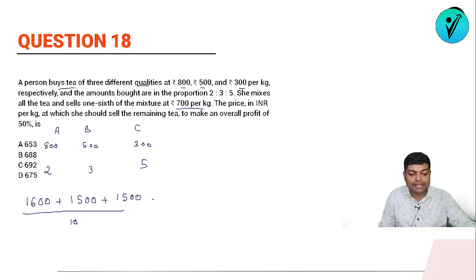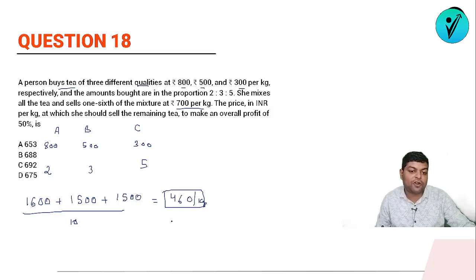Okay, so what will be the price of the, or we can say what is the price per kg mixture? So it will be 1500, 1500 is 3000 plus 1600, so it's 4600, so it will be 460. So effective cost price is what? It is 460 rupees per kg.